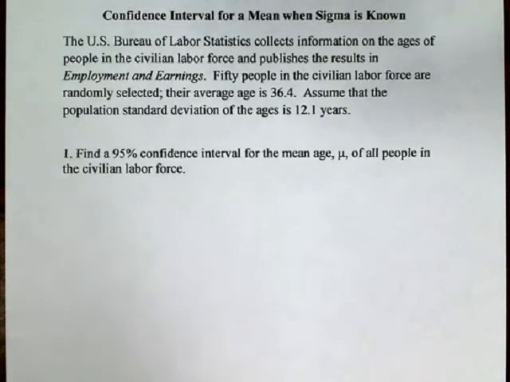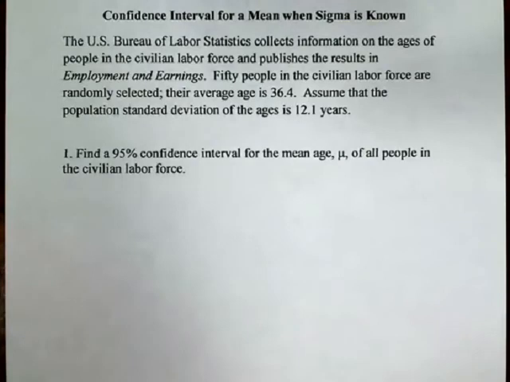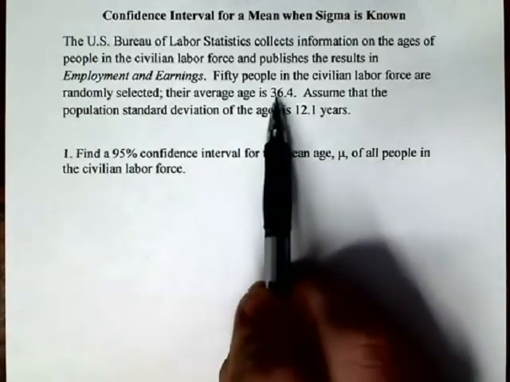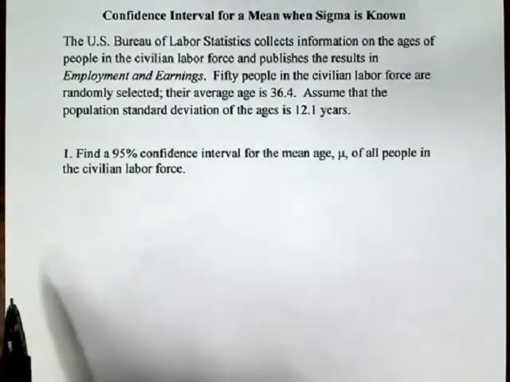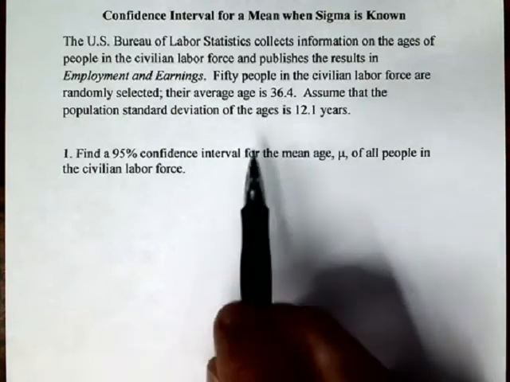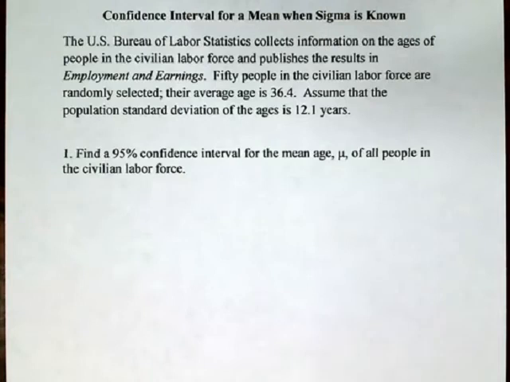What we want to do first is find a 95% confidence interval for the mean, which I'm calling mu here. Mu is the parameter I want to estimate with a confidence interval, and that is the mean age of all people in the civilian labor force. I know that the average age of people in the sample is 36.4, but what about all people in the civilian labor force? I want to use this sample information to infer or draw conclusions about this parameter that is unknown. So I'm using a confidence interval to get at that.